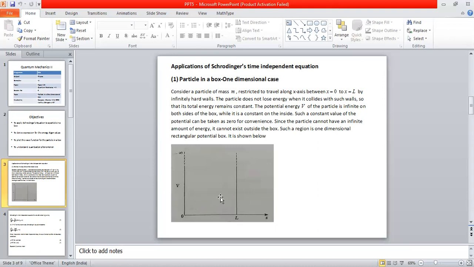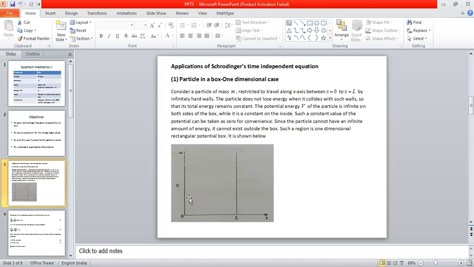The potential energy of the particle inside this particular region is 0, and the potential outside these two regions is infinitely large. So we assume that the particle cannot exist outside this potential box, which is also called a potential band. Our particle is trapped in the potential band. It cannot go outside because the potential energy is infinity.